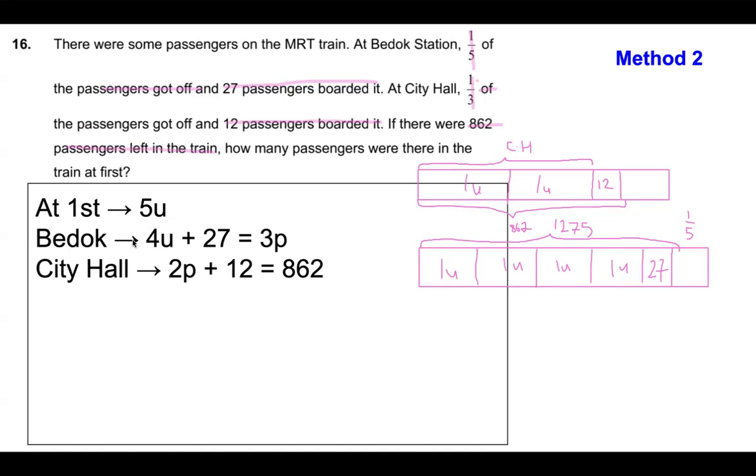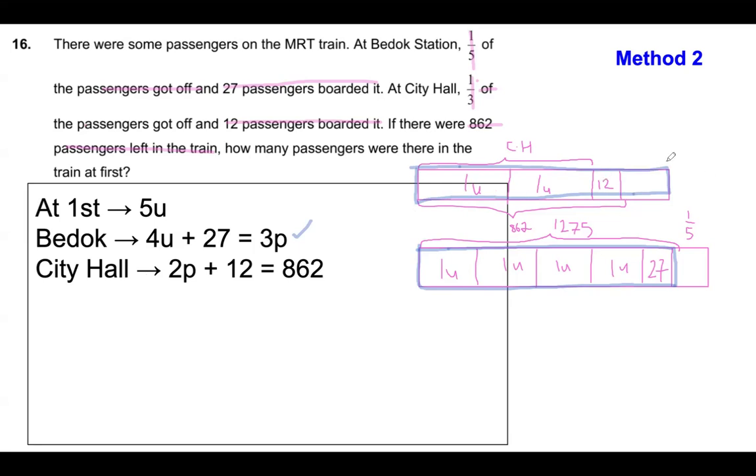Now, what happened at Bedok? It became 4 units plus the 27 that bought. Okay, so this portion here, 4 units plus the 27 that bought is equal to 3 parts. Remember, it's equal to the 3 parts that were at City Hall. So that's how you get this. See, 4 units plus 27 is equal to 3 parts.